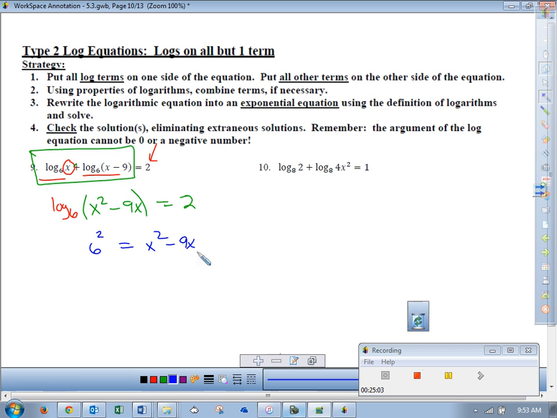You rewrite it exponentially. Isn't this really 36 right here? So I've also got to subtract over to the other side so I can get it equal to 0 to solve this quadratic equation. So I kind of do a lot of stuff at one time, right? Two things at one time. Now factor that bad boy.